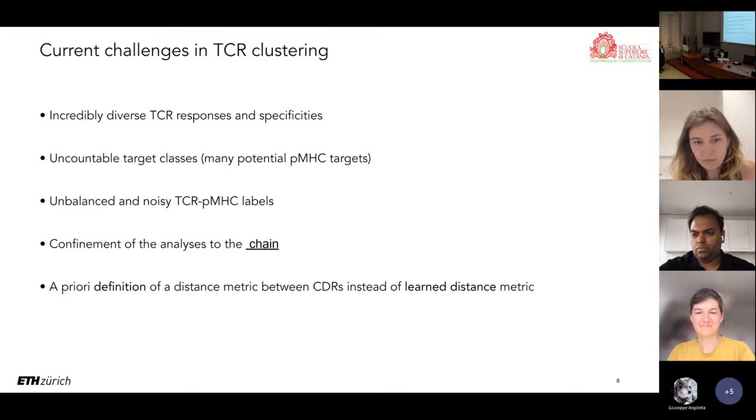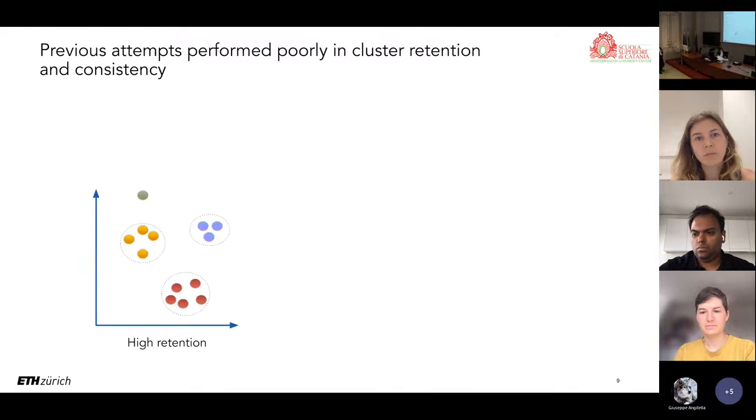Also, we have to point out that an a priori definition of a distance metric between TCRs, in terms of their CDR region, was defined instead of a learned distance metric. It is very important for this discussion to follow. Next, attempts at cluster retention and consistency.